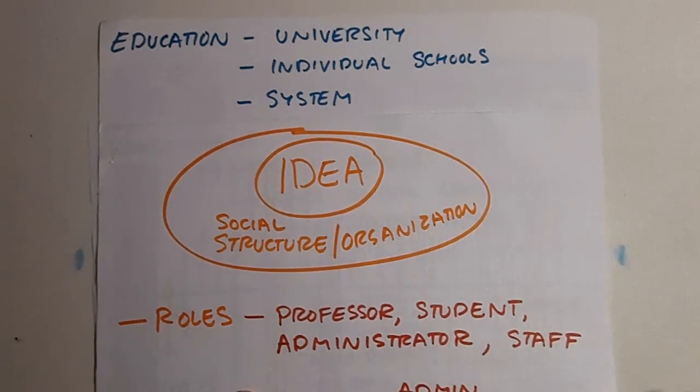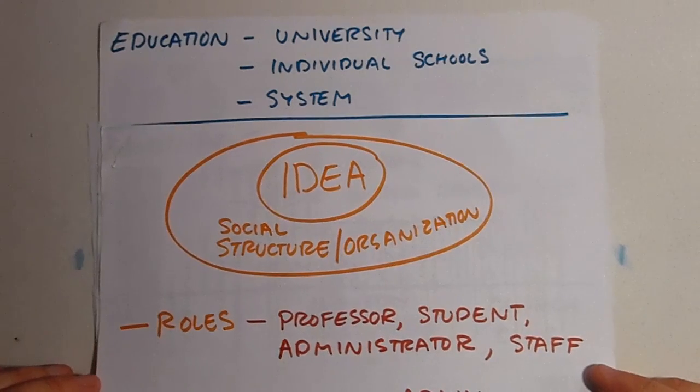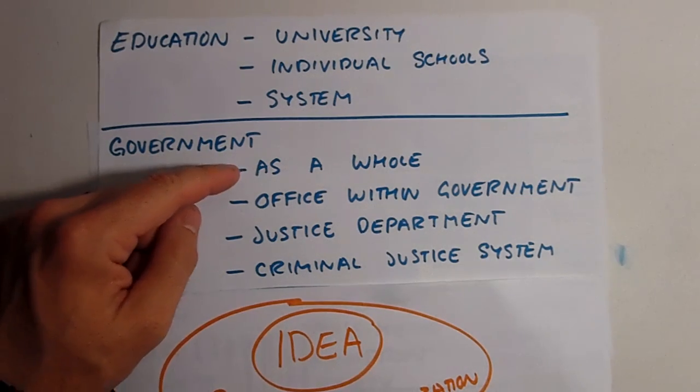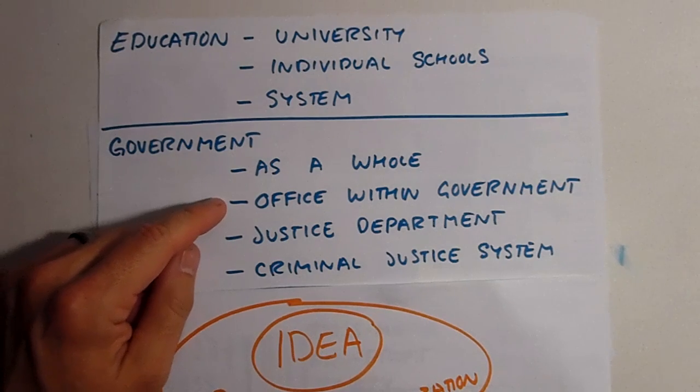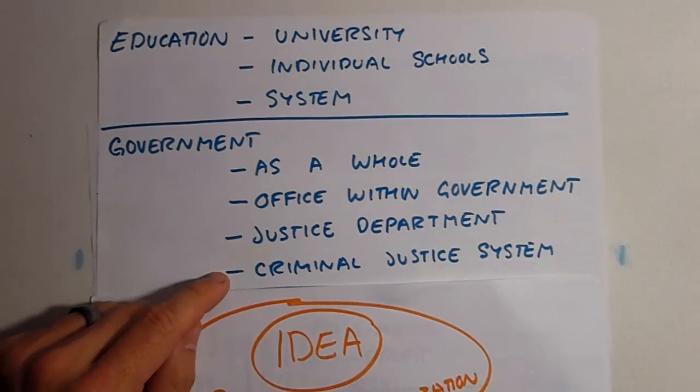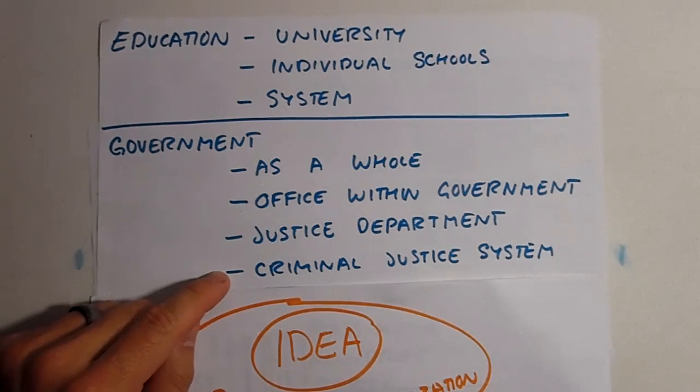Another example of a social institution that is interesting to many sociologists is that of government. The term social institution can be applied to government as a whole, but it can also be applied to an office within government. We could speak about the Justice Department as a specific social institution, but we can also refer to the entire criminal justice system as a social institution.